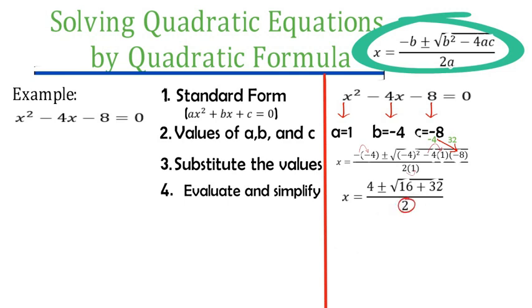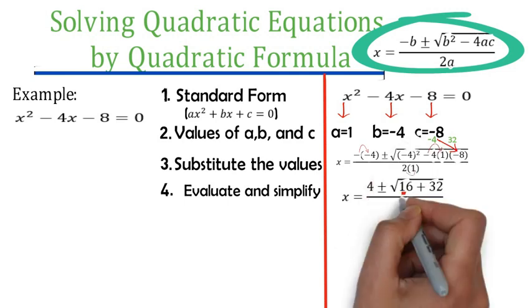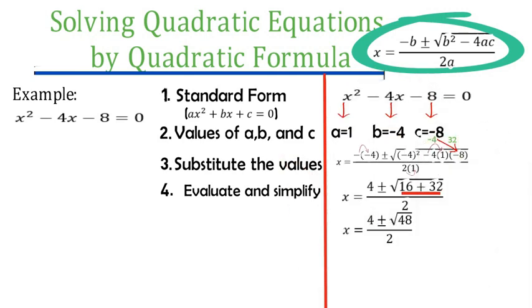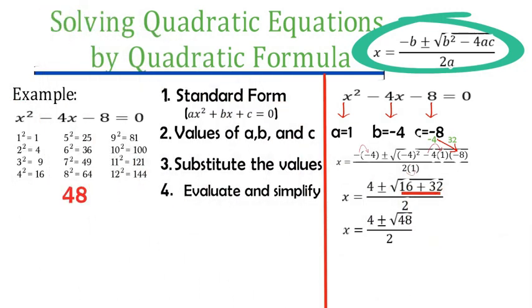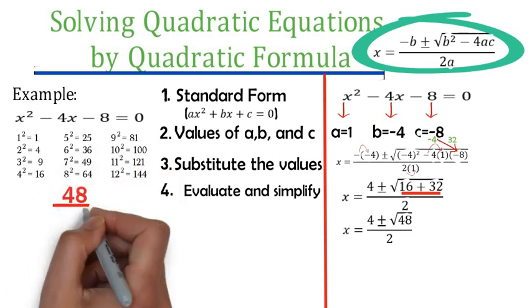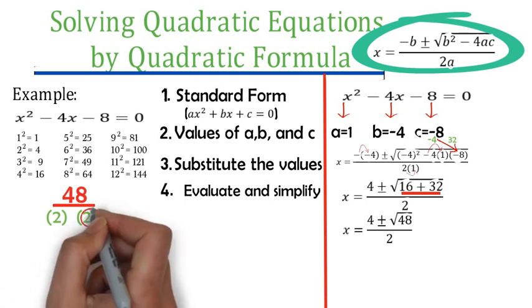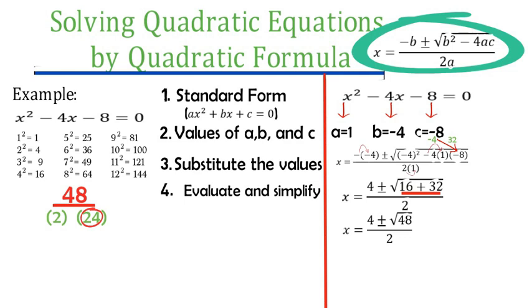Next evaluation. So 16 and 32, we'll just add. So we have 48. Next, we have no whole number for the square root of 48. So we'll take now the factors of 48. Again, just remember the perfect squares above. What we did first: the factor, we have 2 times 24. So 24 is not a perfect square, we don't have a whole number square root of 24.